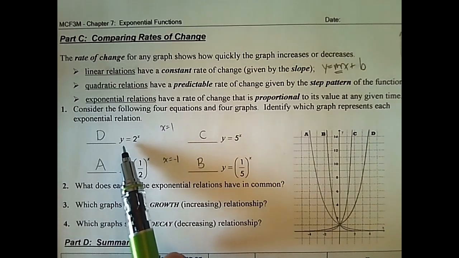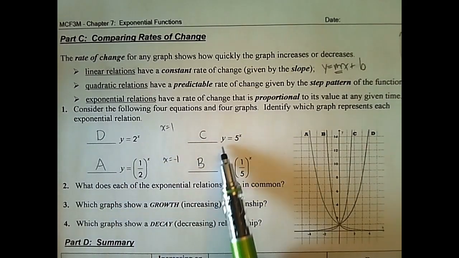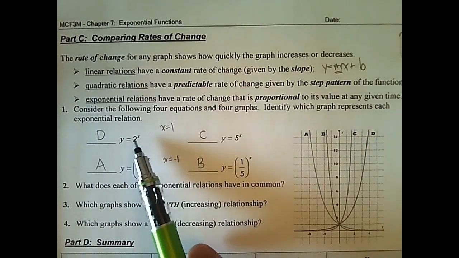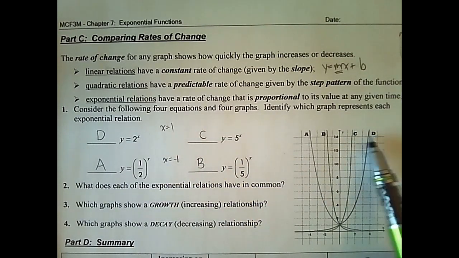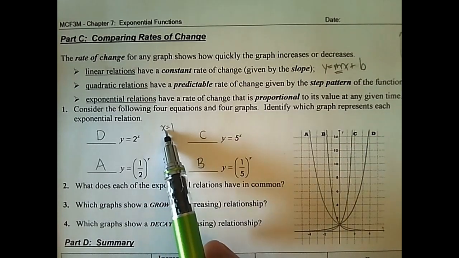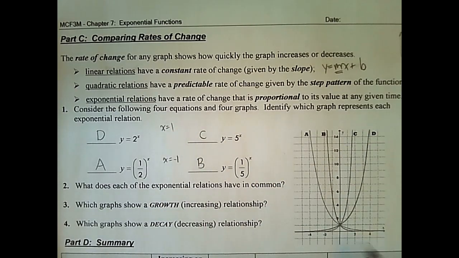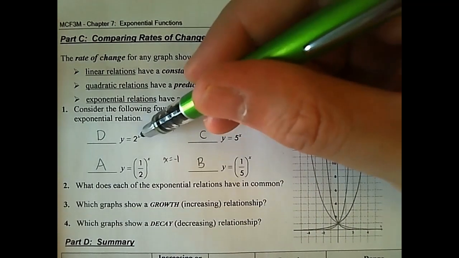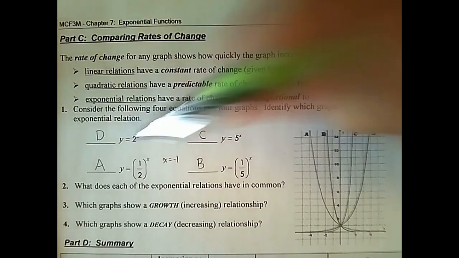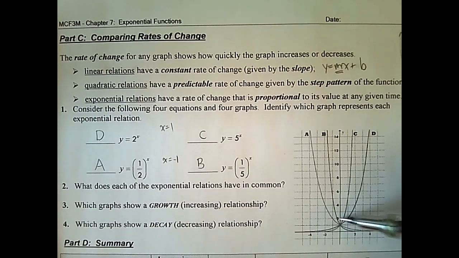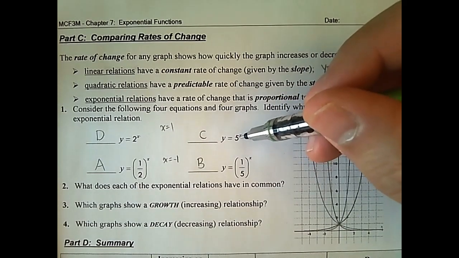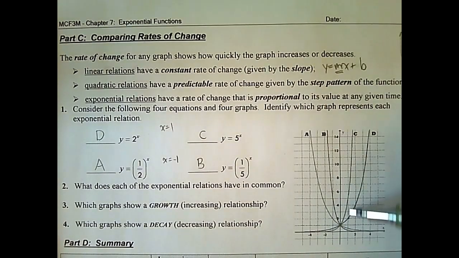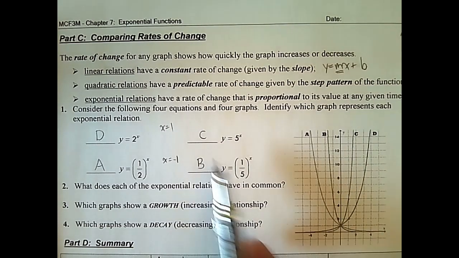Well, I know the first two, y equals 2 to the power of x and y equals 5 to the power of x, have a base that is greater than 1, so I know it's going to be increasing. I know it has to be C or D. So then I just put x equal to 1 for a positive x value, and when x is equal to 1 here, y is equal to 2. So I just saw where y equals 2. That happens for line D, which is this one. And for C, when x is equal to 1, the y value is equal to 5. That is here, so C has to equal 5.